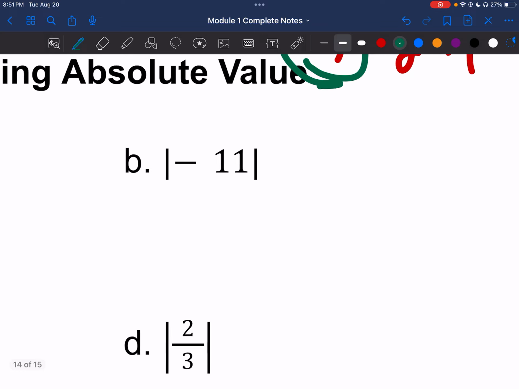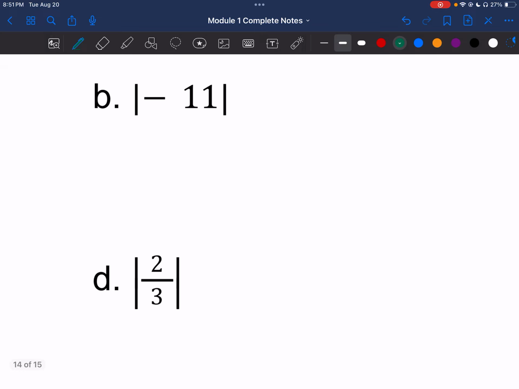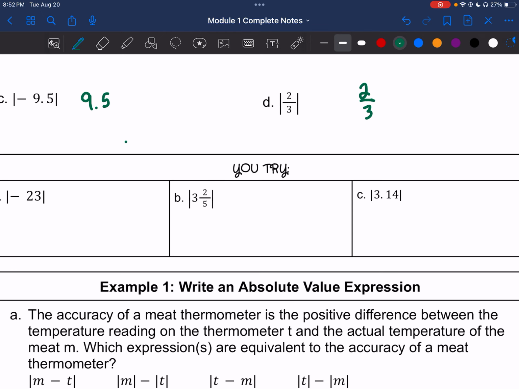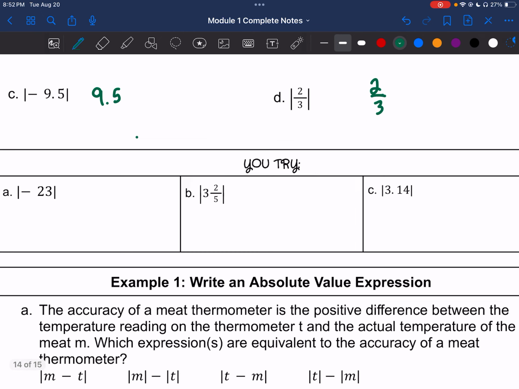If we look at letters B and D, letter B, we have -11. So that means we are 11 steps away from 0 on a number line. And lastly, we have the absolute value of 2/3. We can even use absolute value with fractions. So the absolute value of 2/3 is just 2/3. Its decimal approximation would be 0.6 repeating. If you wanted to do that, I don't know why you would. No need to here. So we've got 3 U-try problems. You go ahead and do those on your own, and then we will go over them.